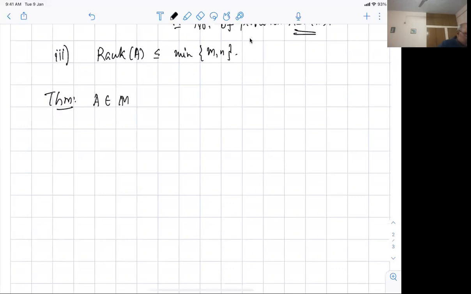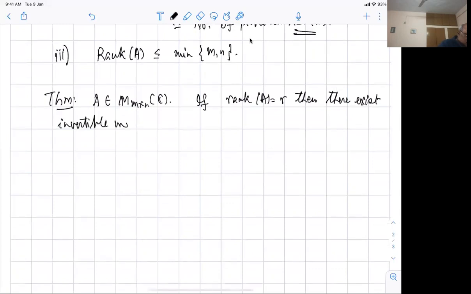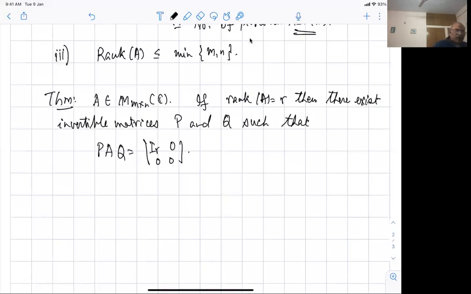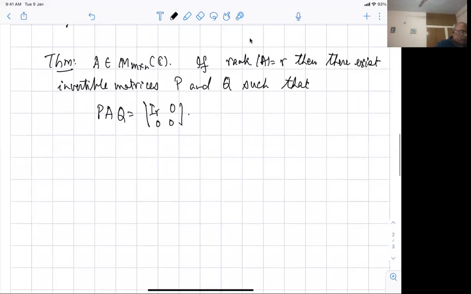So let A belong to M cross N of C. If rank of A is R, then there exist invertible matrices P and Q such that PAQ is [[I_R, 0],[0, 0]]. All right, fine. I'll not prove it here. Look at my notes for the proof.